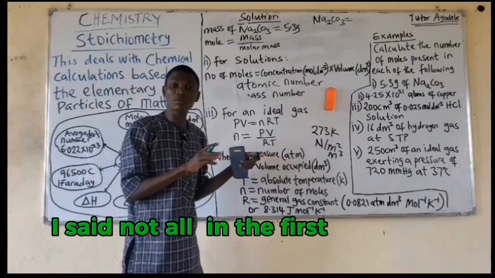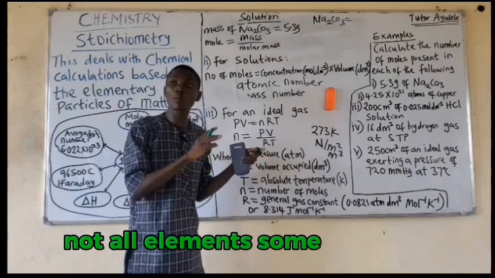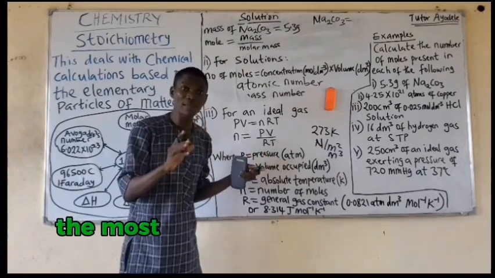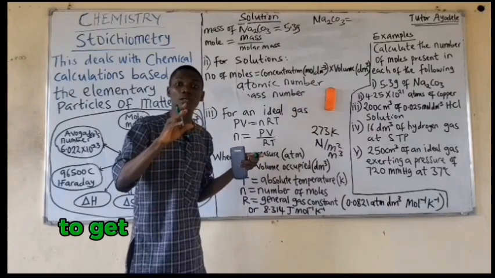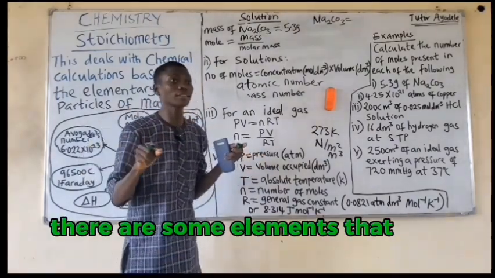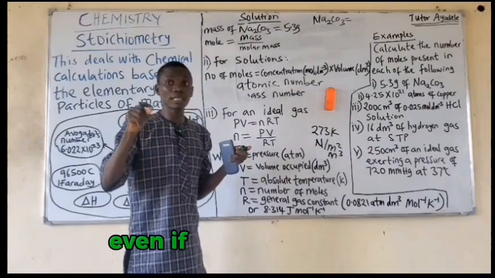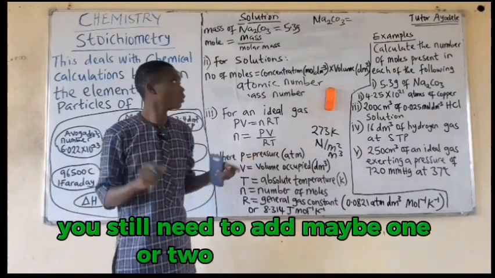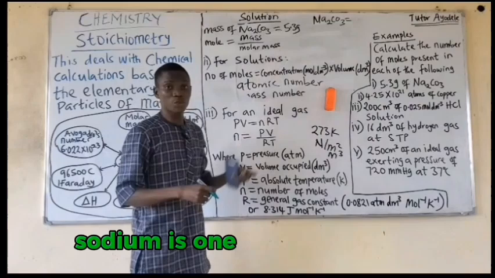In the first 20 elements, not all elements. For some elements, the mass number is the atomic number times 2, but there are some elements where, even if you multiply the atomic number by 2, you still need to add maybe 1 or 2. For example, sodium is one of them.